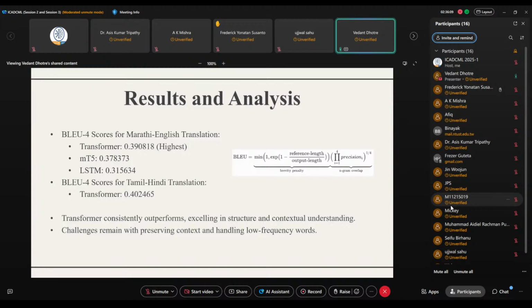Of course, there was a challenge which remained, which was preserving the context and handling low-frequency words. We encountered a few unknown words which are not present in the vocabulary as well.